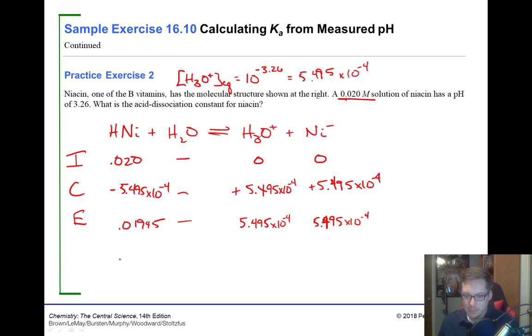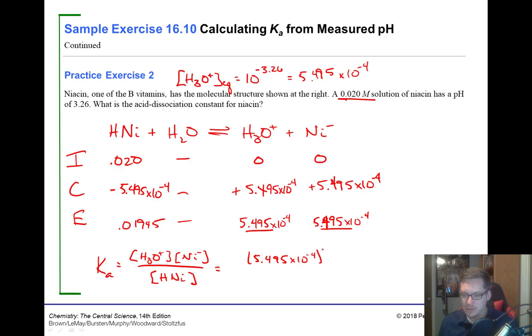All right, so that means our Ka value for this guy here is equal to the concentration of hydronium times the concentration of the conjugate base divided by the concentration of HNi, that niacin. The concentration of hydronium at equilibrium was 5.495, and we can just square this because we know these are both the same. Now it's not always going to be so nice and neat, but in the last couple of problems we've kind of been lucky. So we can take 5.495 times 10 to the minus 4th squared, and we'll divide that by our equilibrium concentration, 0.0194.